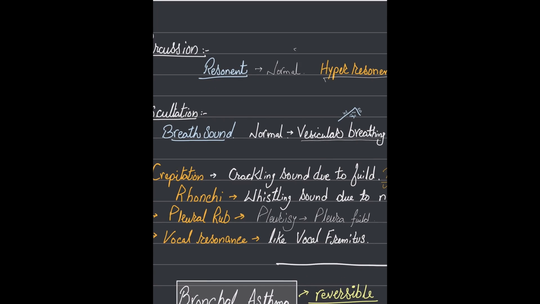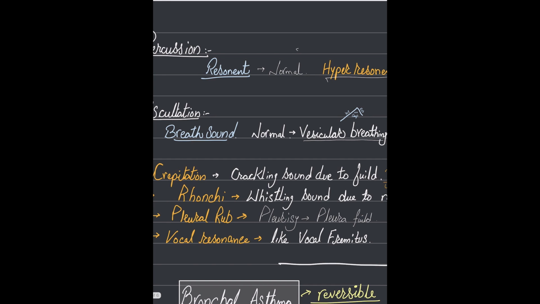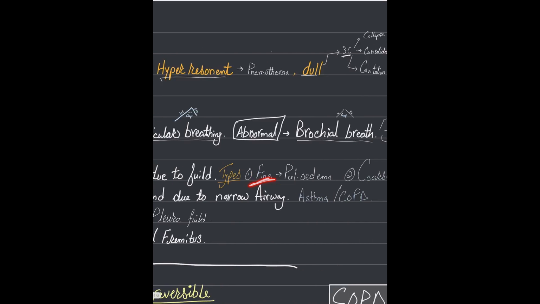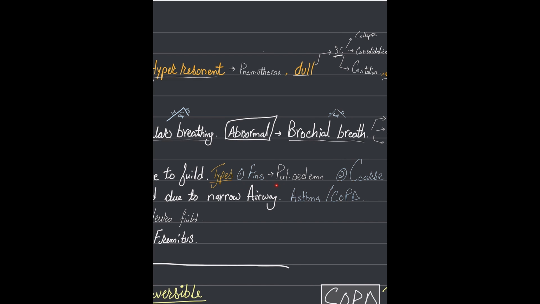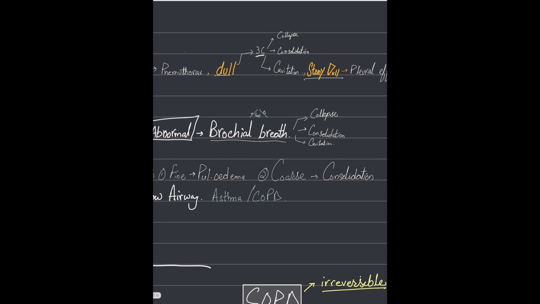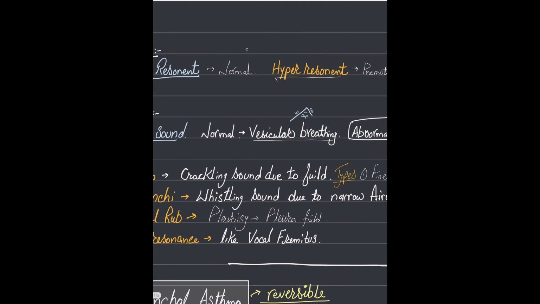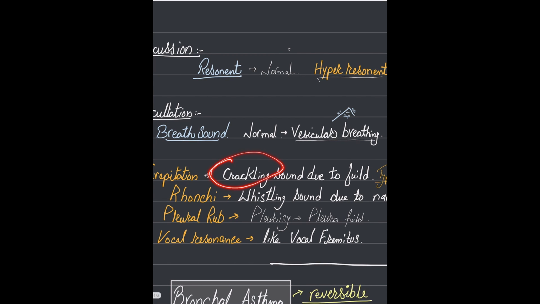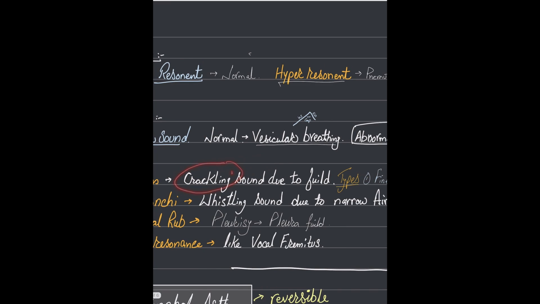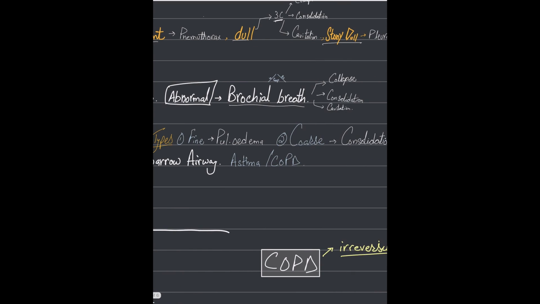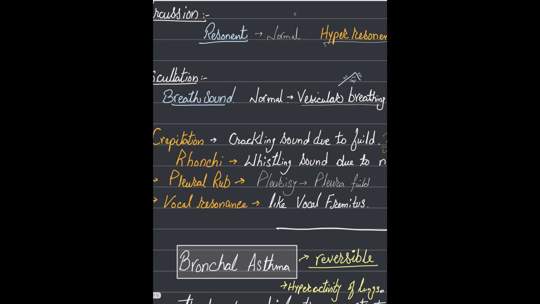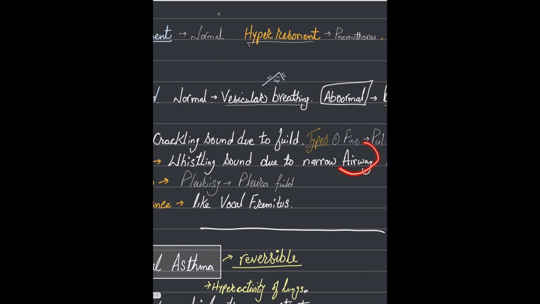Now we're going to see the sounds. There are 4 kinds of sounds you're going to hear. First, crepitations, a crackling sound due to fluid. And how do we see the fluid here? If there are fine crepitations, a crackling sound, you're going to see pulmonary edema. Or coarse, you're going to see consolidations. Because of the crackling, this is a key point. If there is crackling in the lungs, you'll mostly see consolidation, a lot of mucus in the lungs. Now we see rhonchi, the whistling sound due to narrowing of the airways.